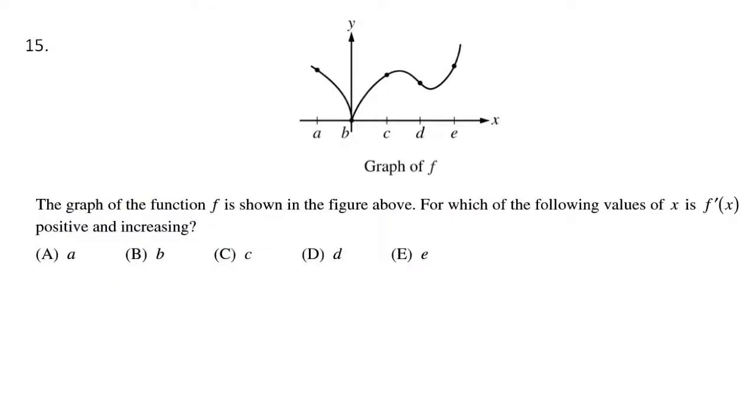Okay, so for 15, we have the graph of the function f showing in the figure above, so always circle which function you're looking at. For which of the following values of x is f prime at x positive and increasing? Positive and increasing. So let's think about this a minute. If f prime is positive, then we're looking for where f is increasing. Interesting. And then also, f prime positive and increasing.